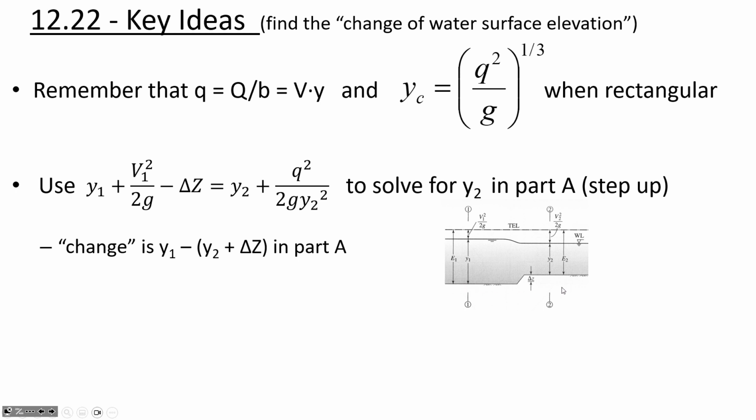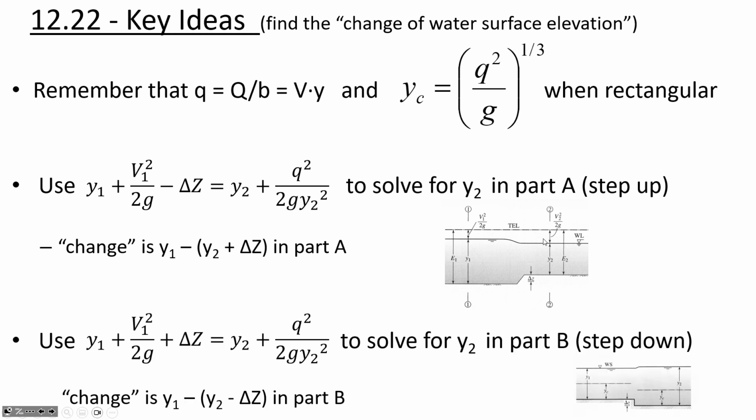datum. And so then at 2, it's going to be the depth plus the delta Z to find out how high is the water here above this line. So we want to find out the height of the water depth at 1, the height of the water depth at 2, and then the change is the difference between the two.